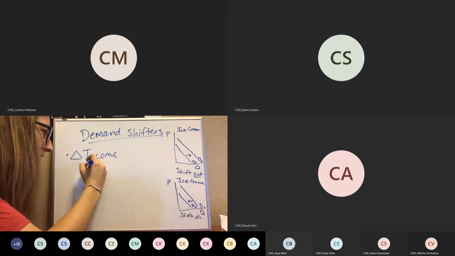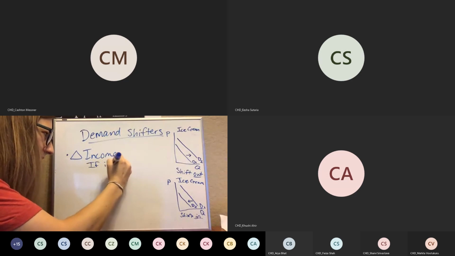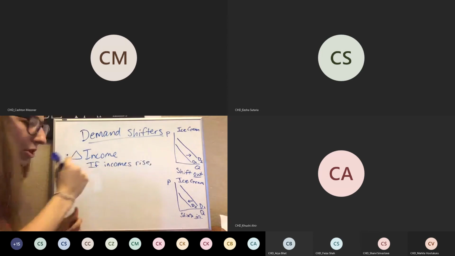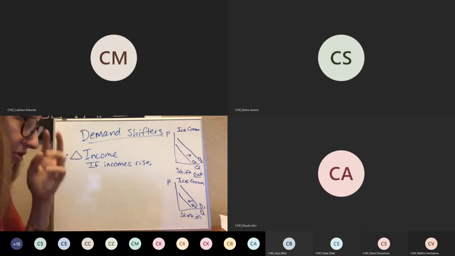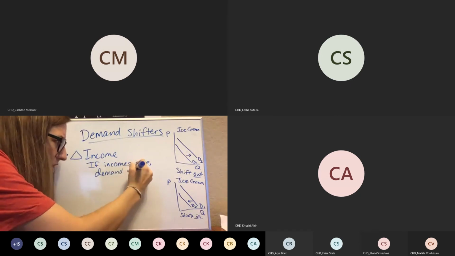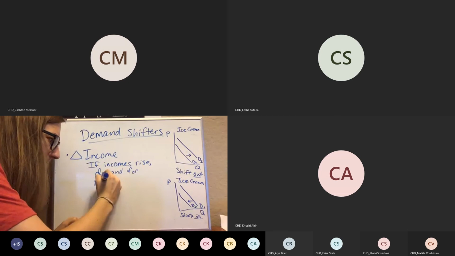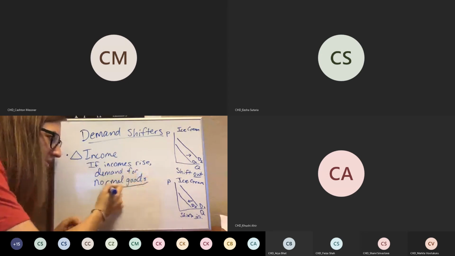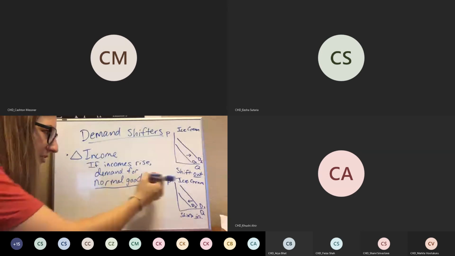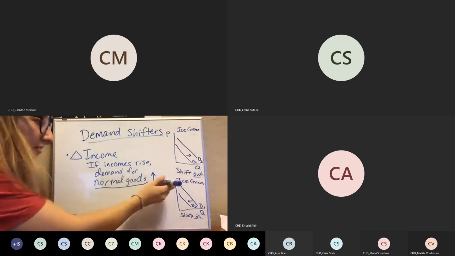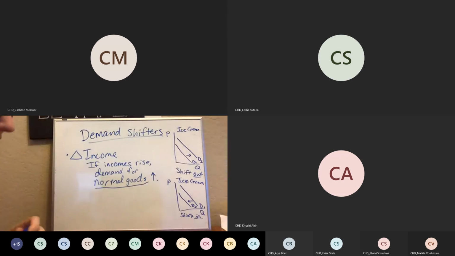Okay, so change in income. If incomes rise, we're going to have two kinds of goods here. There are two key terms. If incomes rise, demand for normal goods increases. This is a key term, so we're going to underline it. Demand for normal goods increases. If incomes rise, demand for normal goods increases. Okay, so, normal goods. You ready? You're going to write the definition of normal goods?